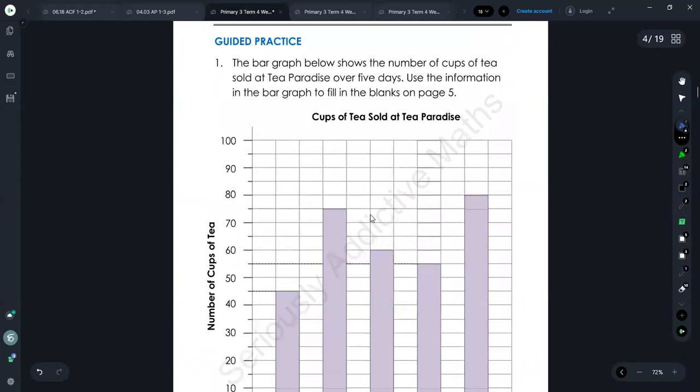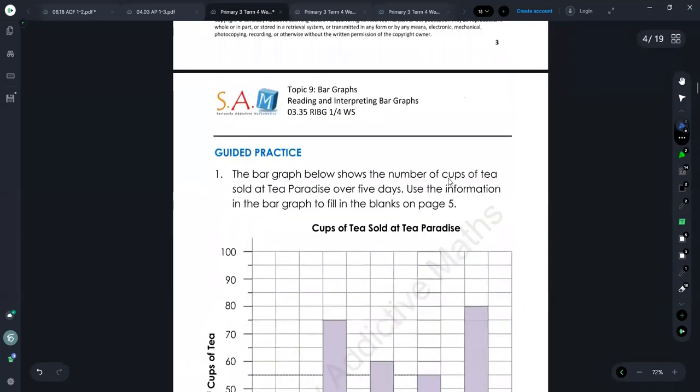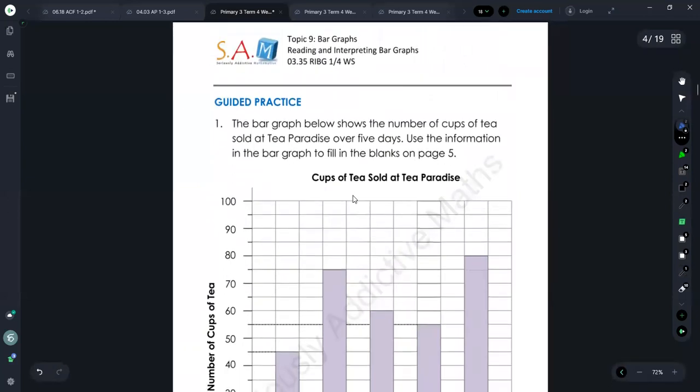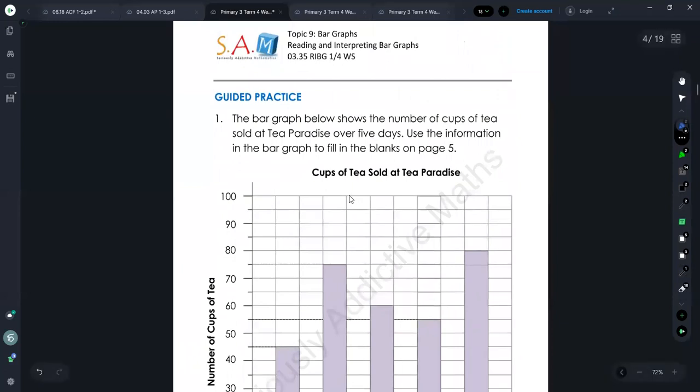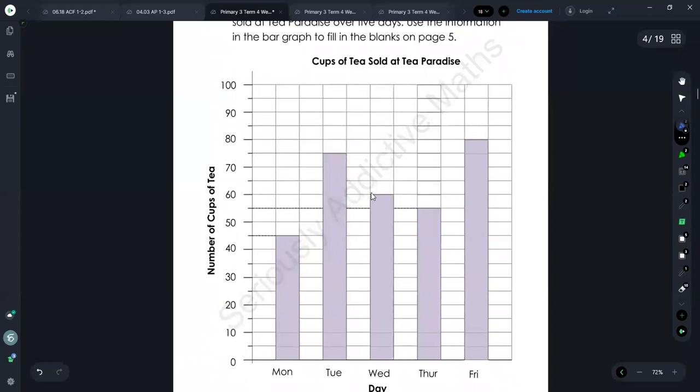So let's get them to do the first question. Always read the question first. It says the bar graph below shows the number of cups of tea sold at Tea Paradise over 5 days. Use the information in the bar graph to fill in the blanks on page 5. Tell them that they have to answer the question based on this bar graph. First, they use their rulers to write down the numbers. Measure, align it, and you'll know that this is 80. So the first thing they do is write down all the numbers first.